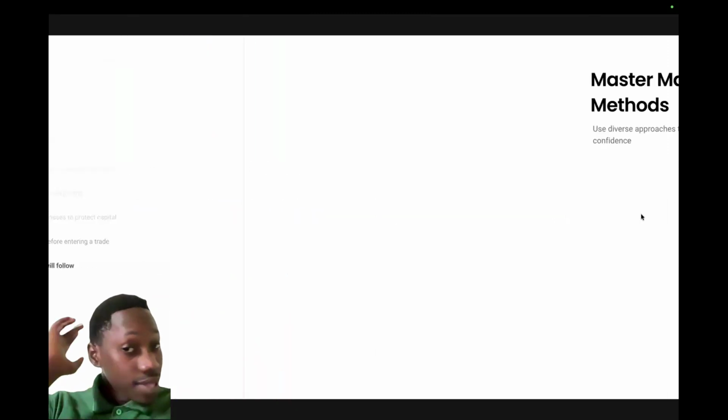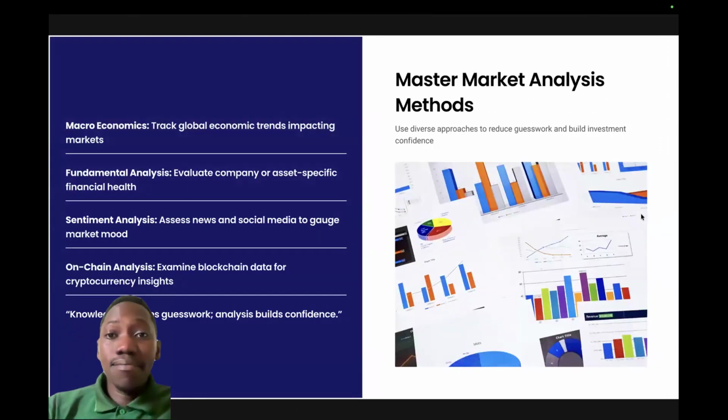Next, let's look at mastering market analysis methods. There are other market analysis methods. These, of course, are in advanced courses and advanced meetings. You study macroeconomics, which tracks the global economy and trends impacting markets. How do things happening in the global economy affect the markets? Number two, fundamental analysis. Evaluate companies and assets, the specific financial health of these blockchain companies.